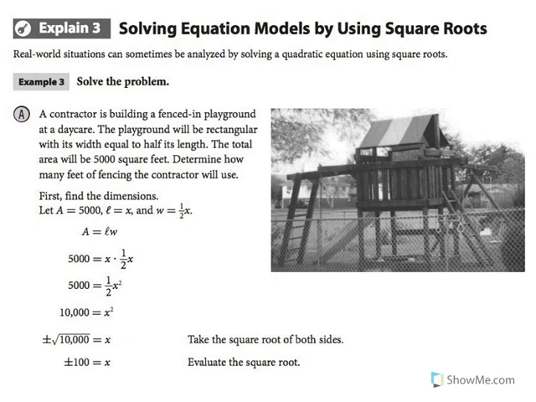Right? So example 3 says that a contractor is building a fence for a playground at a daycare. The playground will be rectangular with its width equal to half its length. The total area is 5,000 square feet. Determine how many feet of fencing the contractor will use. Right, so we see that it is a rectangle, which means that we have length and width. And we're given that the width is half of the length, so that means this is going to be 1/2 times L.